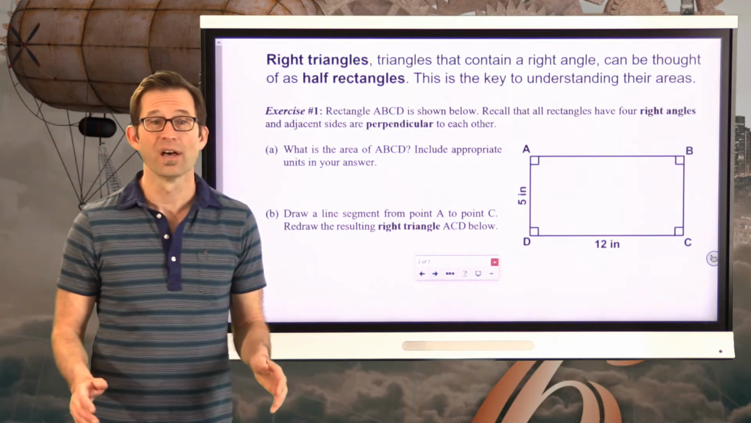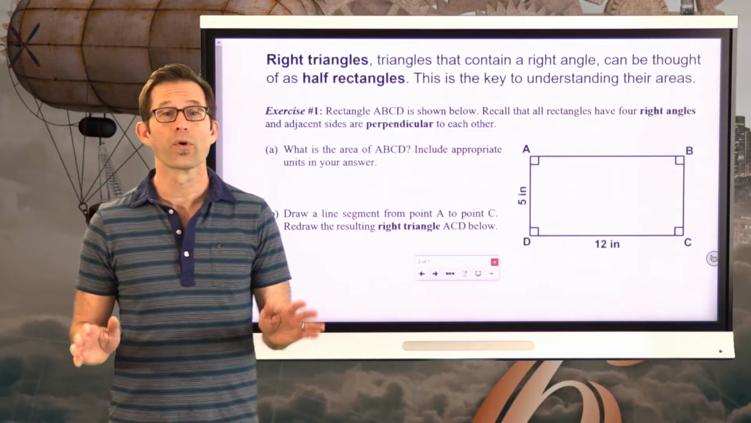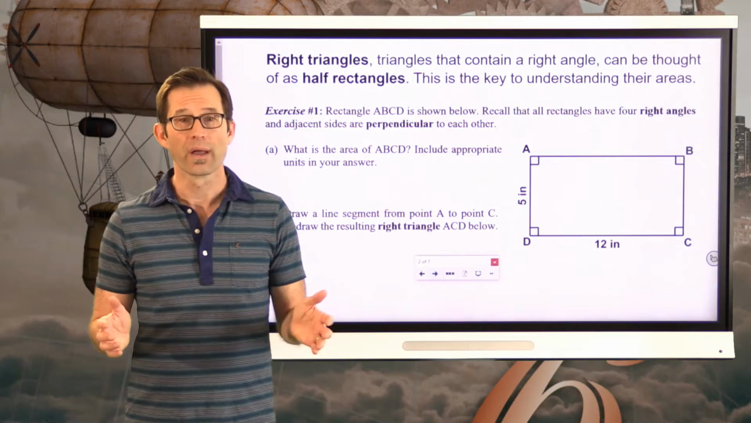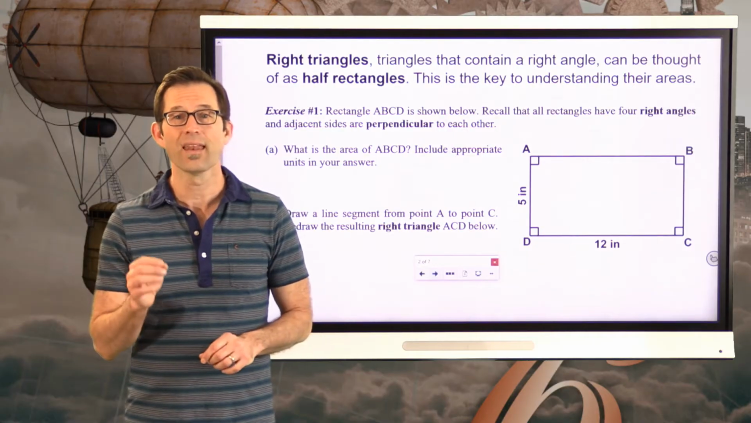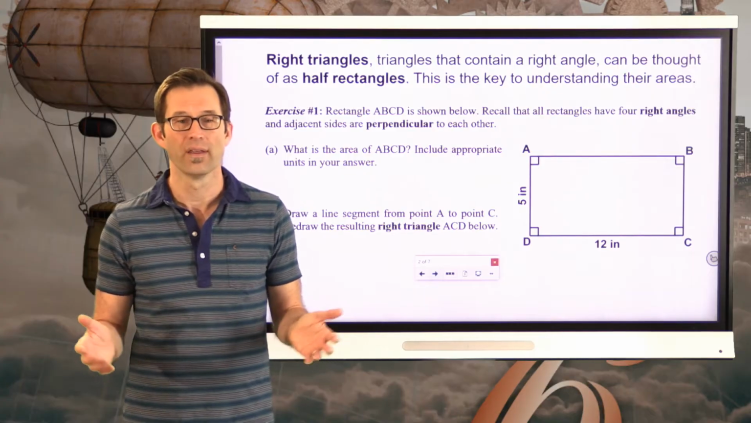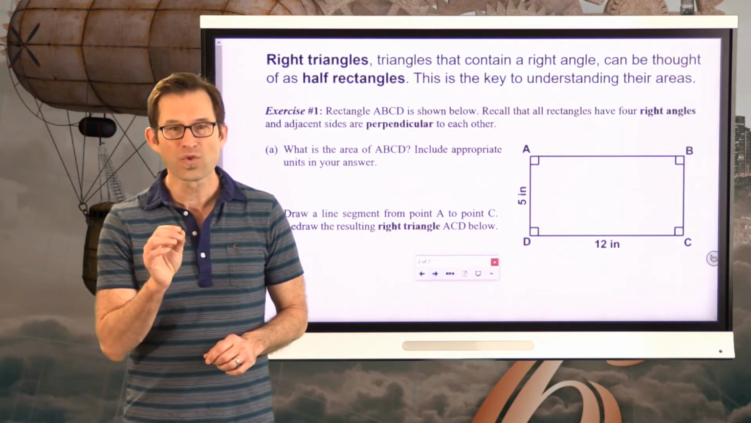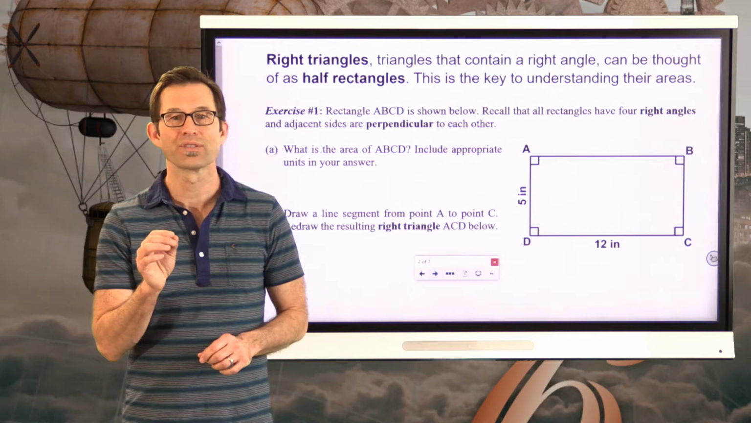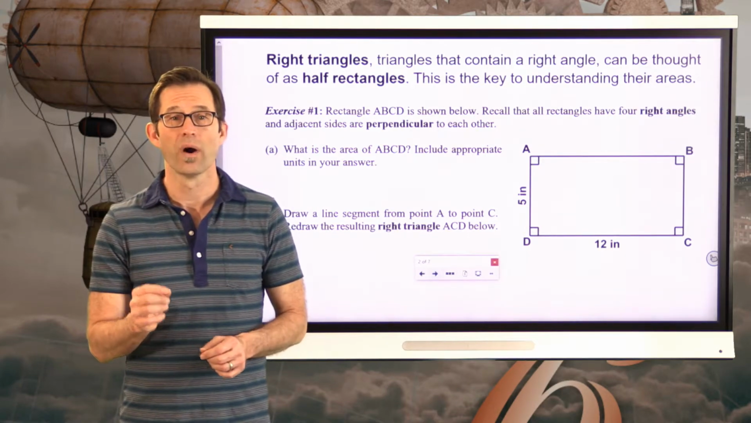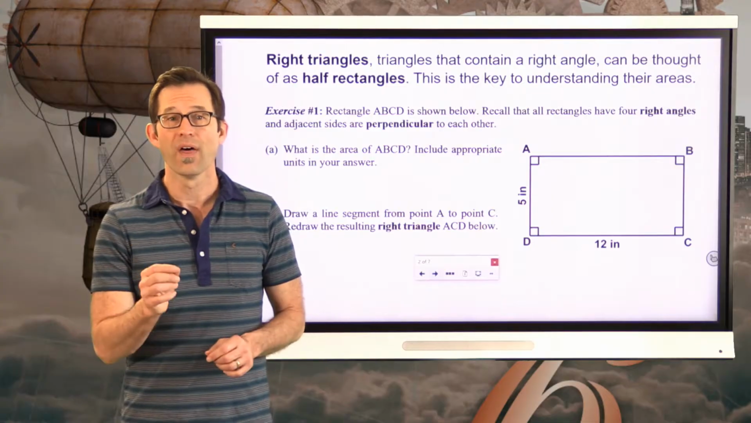In our first exercise, right triangles are what we're going to begin with, and they're really going to be the basis of all of our work. And right triangles, recall, are triangles that contain a right angle. They can really be thought of as just like half a rectangle in essence. And this really is the key to understanding their areas. So let's take a look in exercise 1, first at a rectangle and then a right triangle.